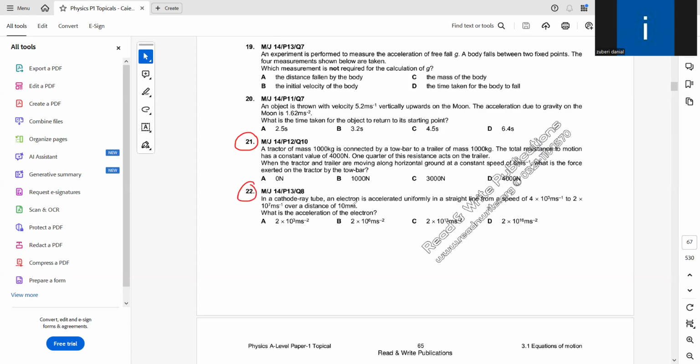It says in a cathode ray tube, an electron is accelerated uniformly in a straight line from a speed of 4 exponent 3 meters per second to 2 exponent 7. That means initial speed is 4 exponent 3 and final speed is 2 exponent 7, over a distance of 10 millimeters. So that's very important, millimeters. So we can write it like 10 exponent minus 3 meters. So that's the distance. Then they want us to find out the acceleration.